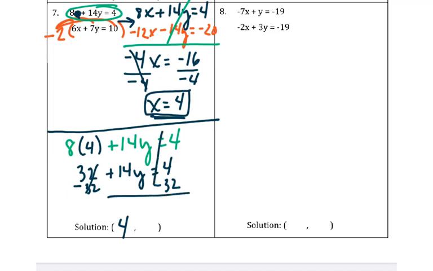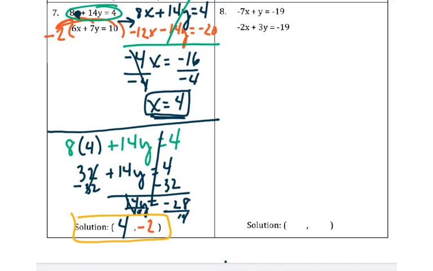You can draw a border for all of these if that's helpful for you guys. So that leaves me with 14y equals negative 28. Last step, get y by itself by dividing by 14. Negative 28 divided by 14 is the number negative 2. So my y value is negative 2. Okay, so try that one more time with number 8.